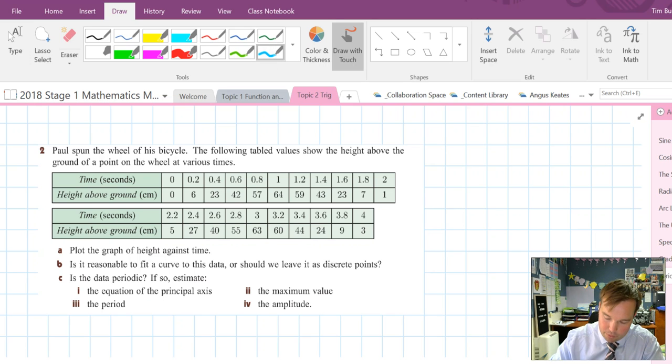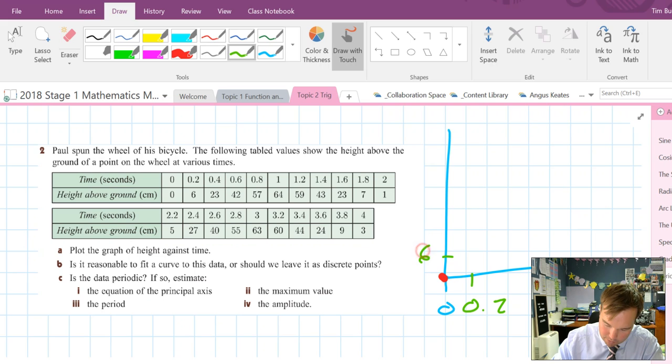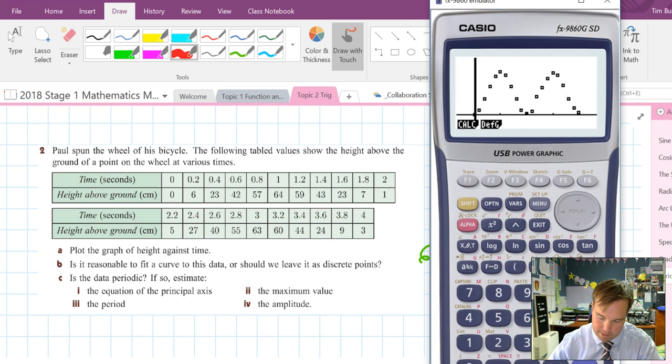Now we could go through laboriously plotting, alright, time equals 0, it was 0 above the ground, so 0. At time equals 0.2, it was 6 centimeters above the ground. And there's another point, and on and on and on. But plotting all of those points, while I'm sure you could do it by hand, would take time. This is why we have the calculator.